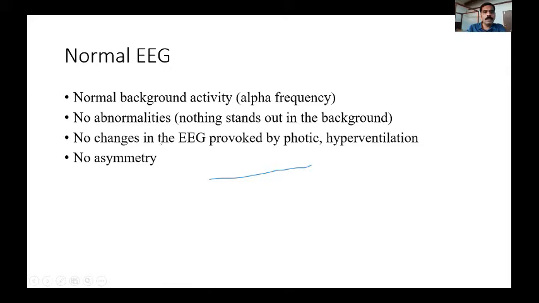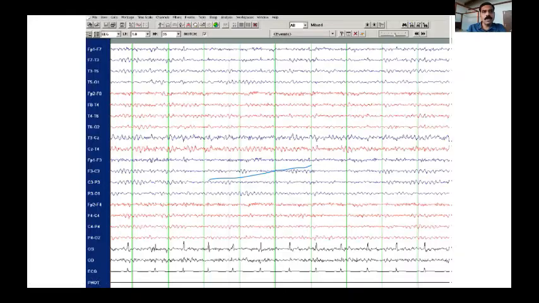And in EEG we always do some provocative tests like photic stimulation and hyperventilation. There should be no changes or abnormality on EEG after provocation with photic stimulation and hyperventilation, and there should not be any asymmetry. This is a typical normal record. Now we'll see some abnormalities.